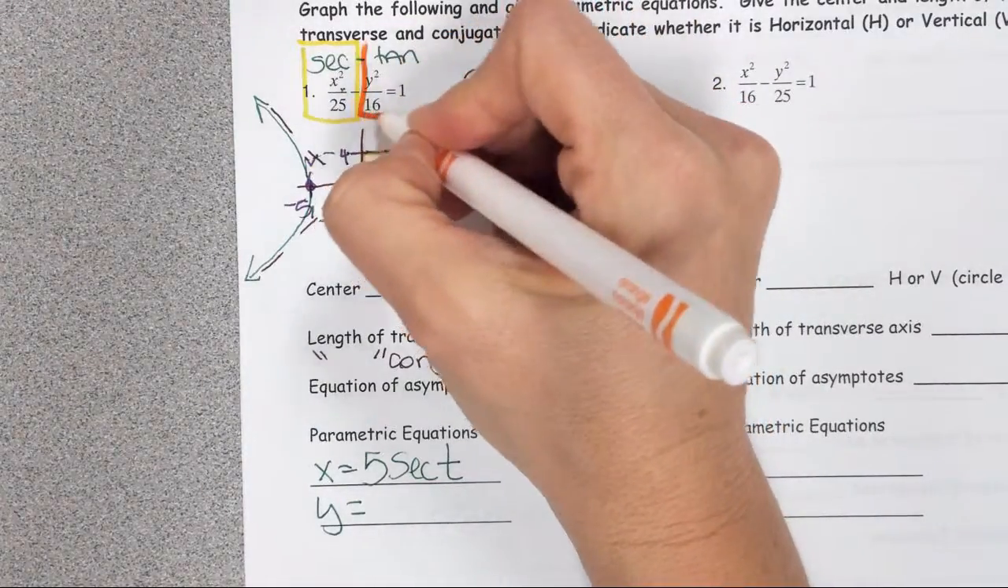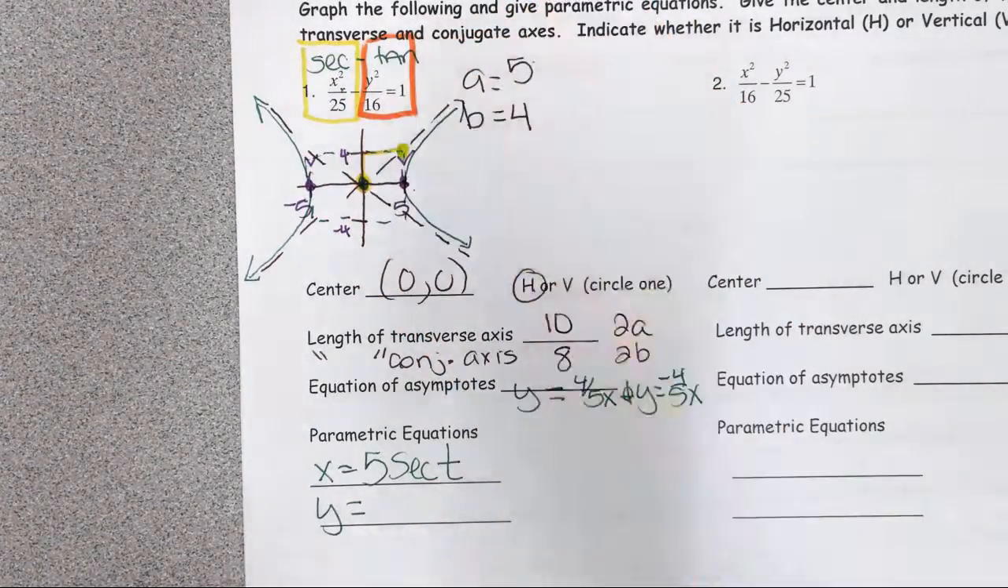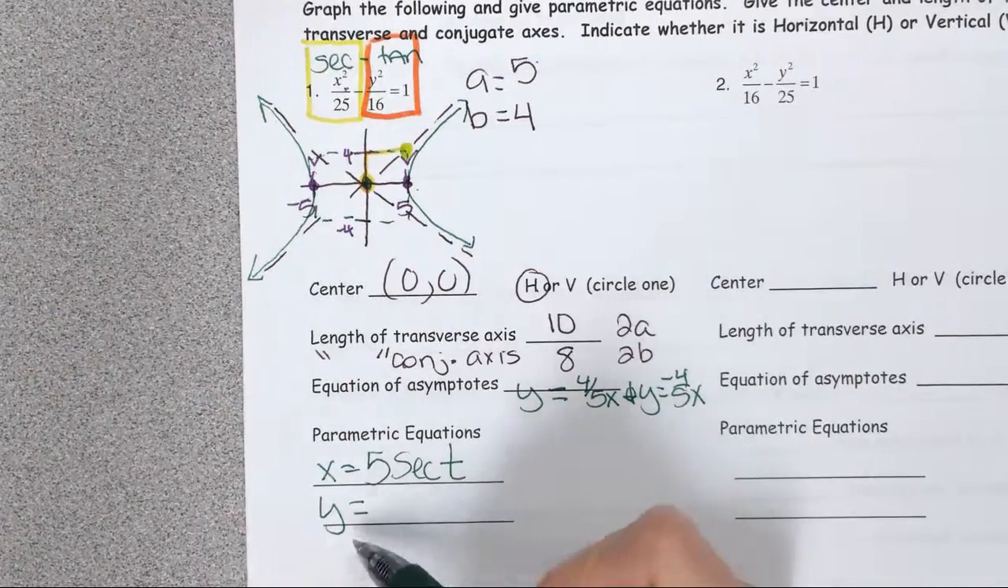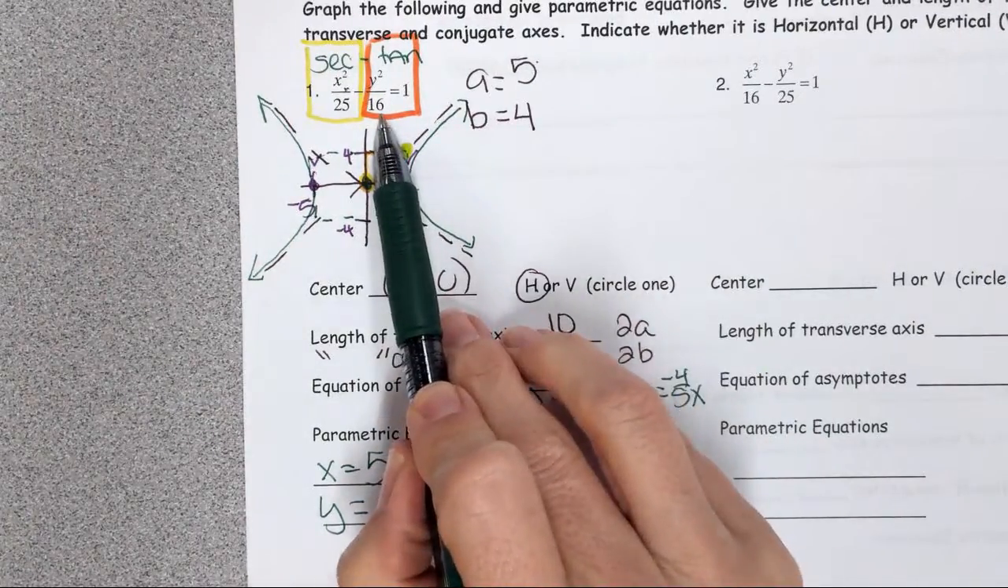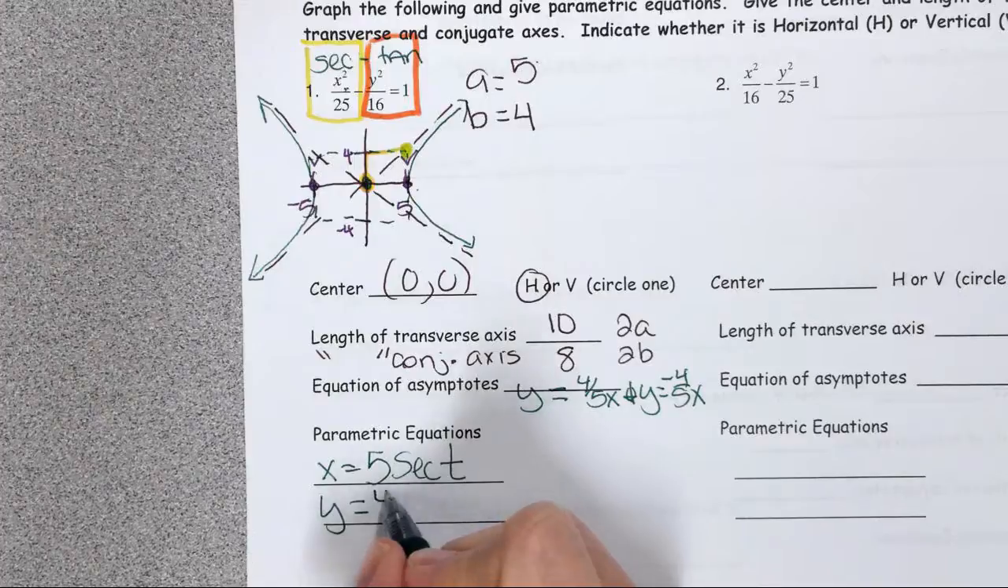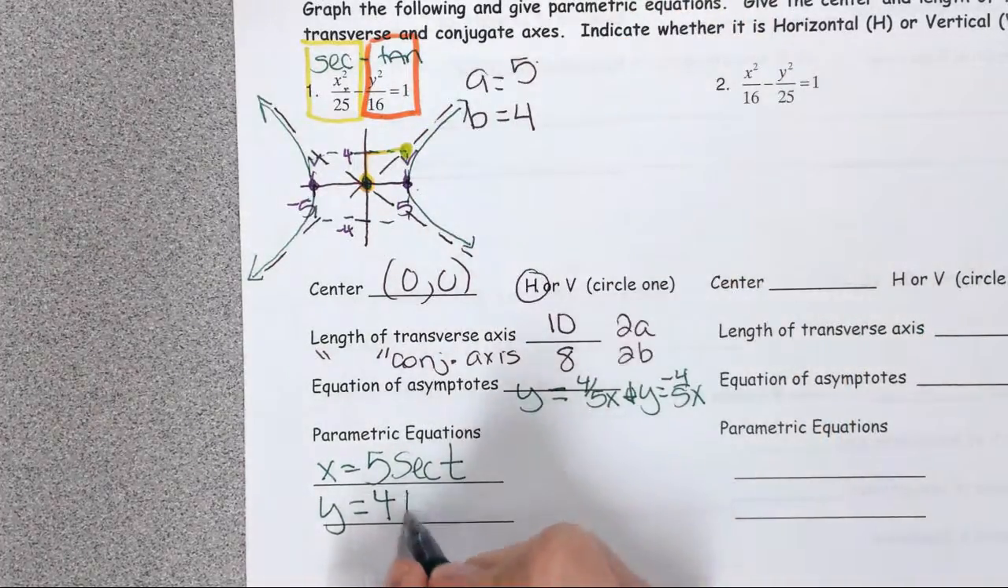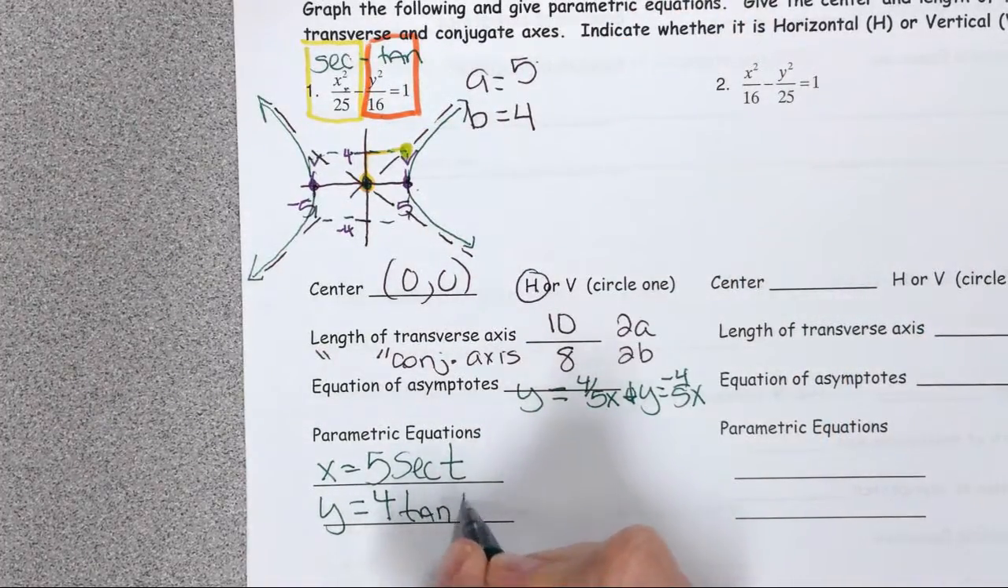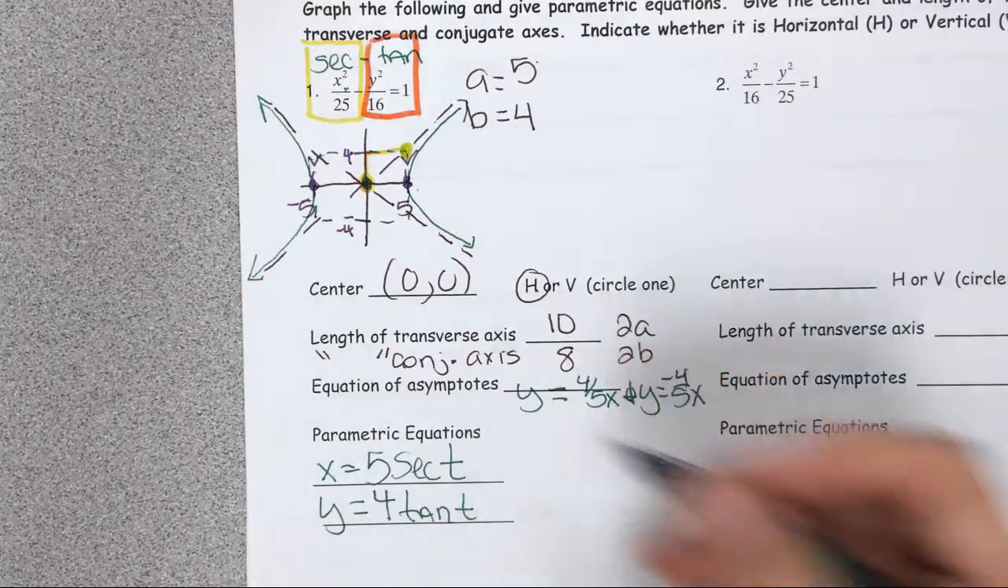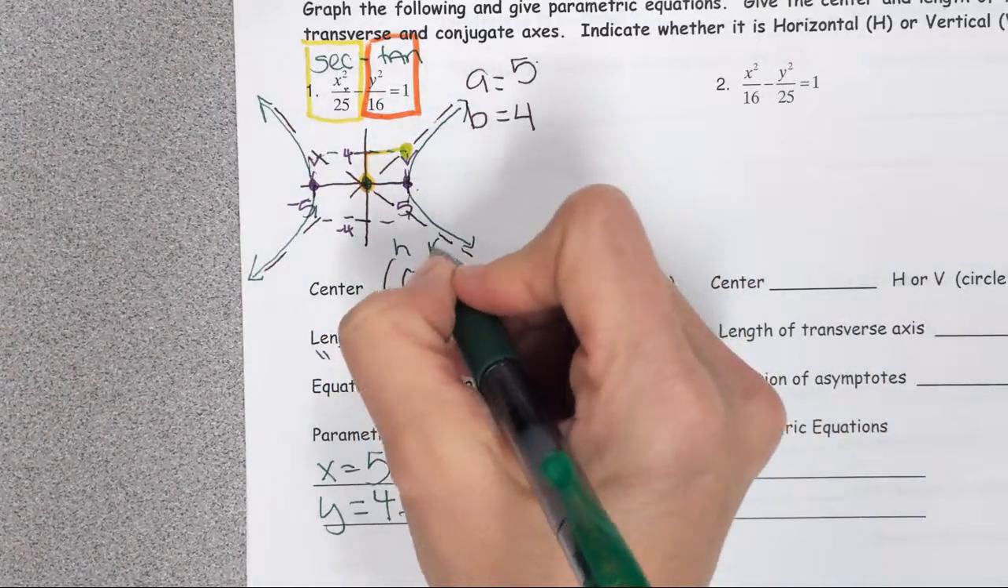All of these will go together. So with the Y, I have 16 on the bottom, so what number do I write? 4. What word am I using? Tangent. We always use the T, and I'm done because I'm at 0, 0.